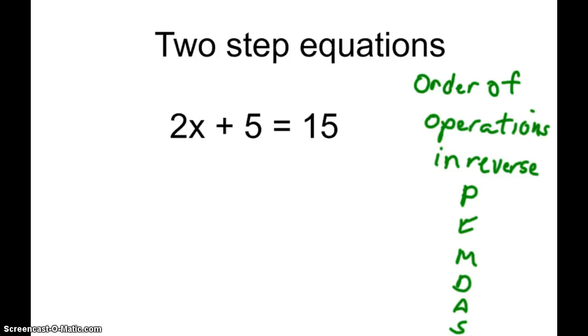Here's a brief tutorial on two-step equations. Two-step equations. If we take a look at this example of 2x plus 5 equals 15, one of the students in class discovered that, oh, well, x has to equal 5 because 5 times 2 plus 5 is 15.